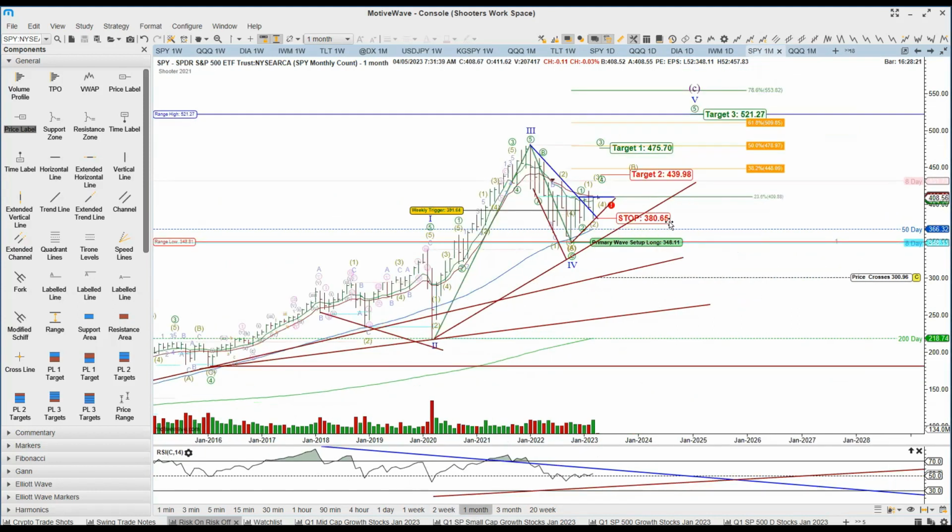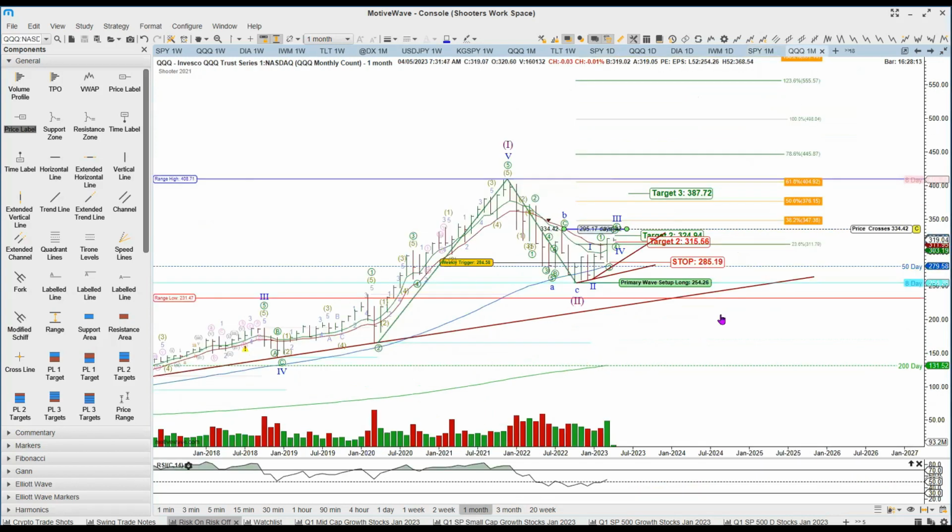There is my 380.65 stop. That's your sign. That's your risk. And, basically that's the way I see this. Jumping over to the NASDAQ one more time, that stop would be 285.19. That's what I see. I changed my mind.